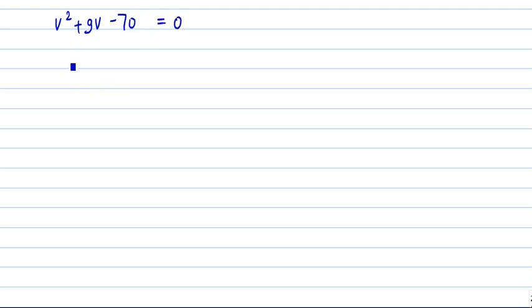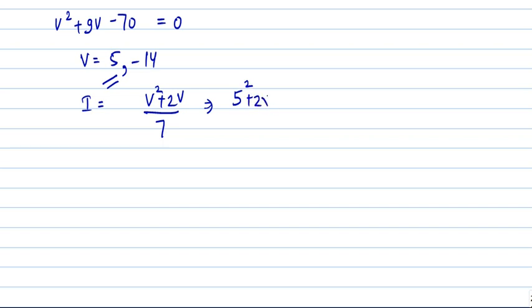So now solving this quadratic equation will give us V = 5, minus 14. So we will take here the positive value, 5 volt. So now substitute this value of V in the non-linear equation, that was I = (V² + 2V)/7. So here substitute V = 5. So (5² + 2 into 5)/7. So this will give us 5 ampere. So the current that is being delivered by the source is 5 ampere.